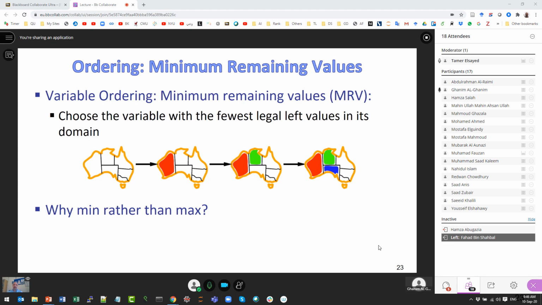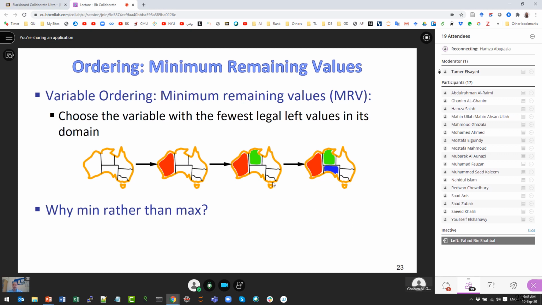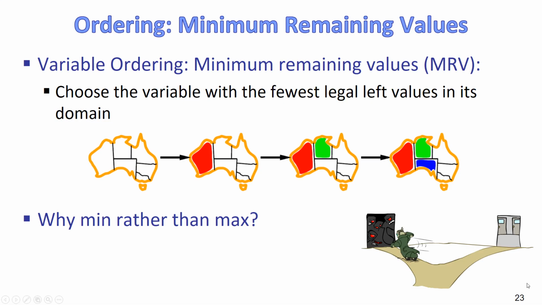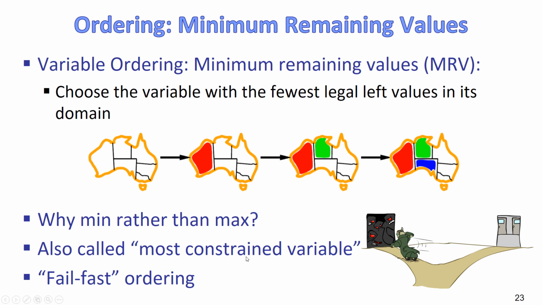Okay. Thank you. So the diagram here is really funny. It's like choosing the road that is more scary, with the ghosts here, rather than going to the road that maybe has no problem. And the reason is that you actually want to detect failures as early as possible. So this is called most constrained variable or fail fast ordering. These are names of the same criteria.